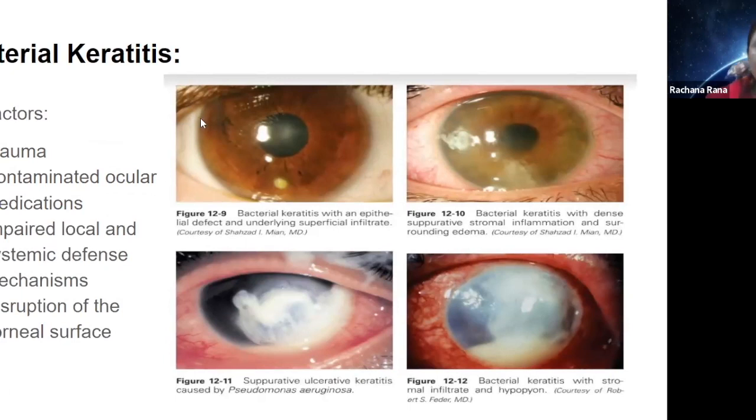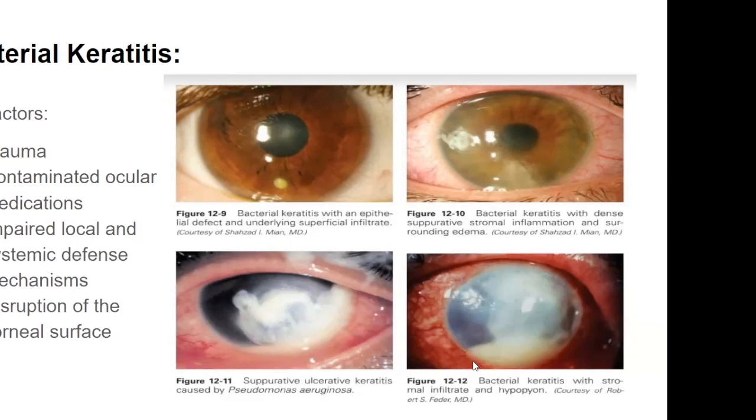In bacterial keratitis, initially it can present with a very small epithelial defect with underlying superficial infiltrate. In this picture, we can see a deep stromal infiltrate with a large epithelial defect. And this is suppurative ulcerative keratitis caused by Pseudomonas aeruginosa. Here we can see stromal infiltrates with some suppuration, and here we can see the hypopyon also. This is again a bacterial keratitis with stromal infiltrates and a lot of hypopyon.